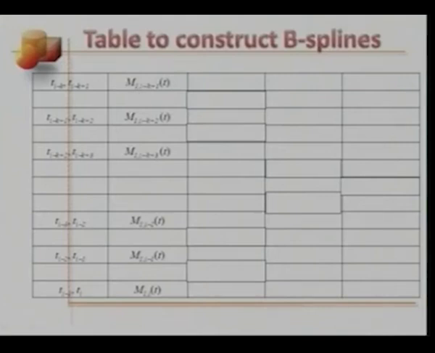How about the last knot over which the second order spline will stand? Take a look at this and this. Come back, take a look at these knot spans over here. This is the first knot span, this is the second knot span. So M2 something is expected to be standing over these two knot spans. The last knot will clearly be I minus k plus 2. M2, I minus k plus 2 of t.